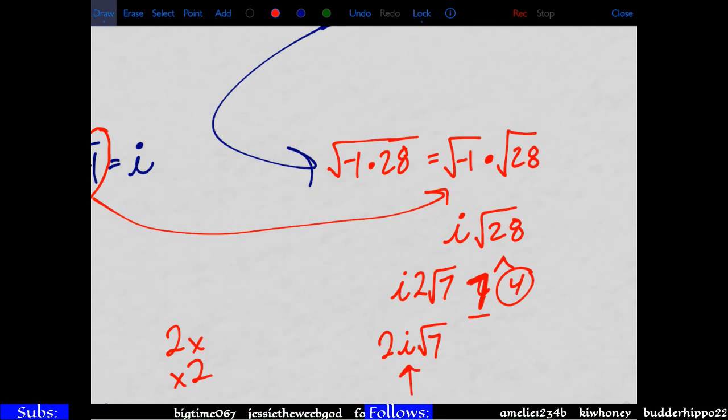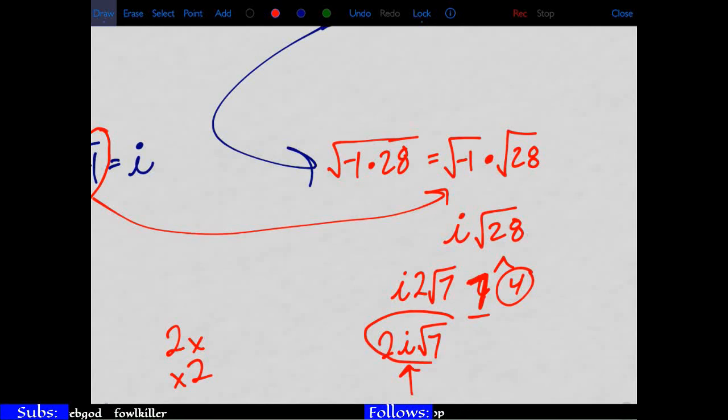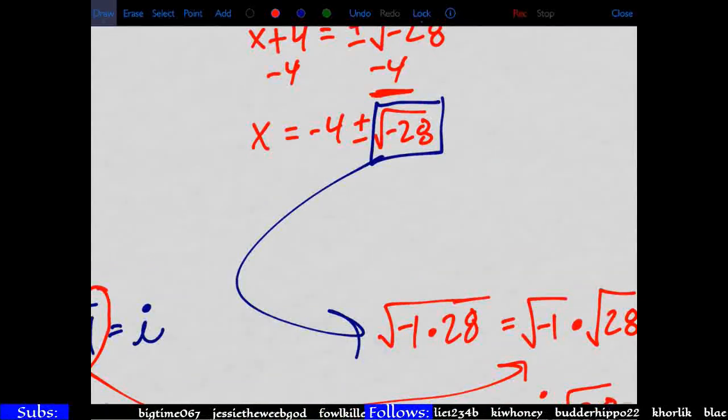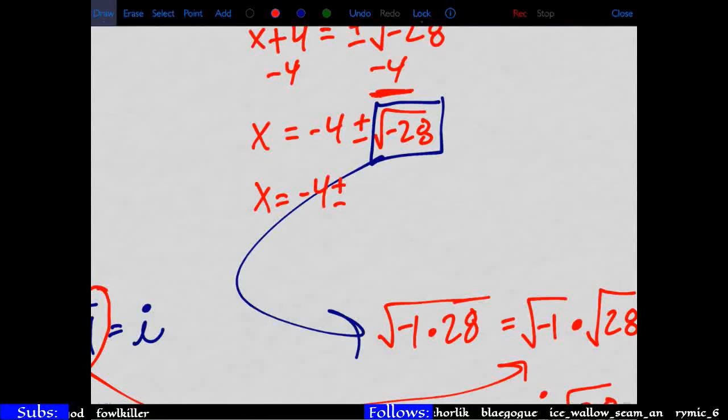This i, all that means is this is an imaginary number. It's a number that's on the imaginary plane instead of on the real number line. It's on the imaginary number line. So square root of negative 28, the same thing as 2i root 7. So up here in our answer, we can replace. We still have that plus or minus there, but instead of the square root of negative 28, we have 2i root 7.